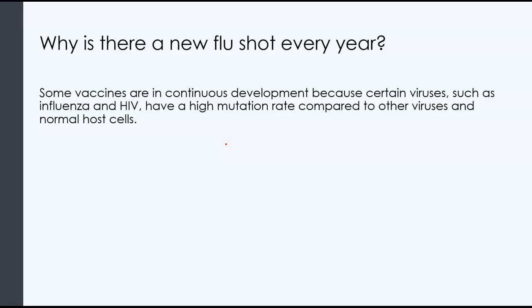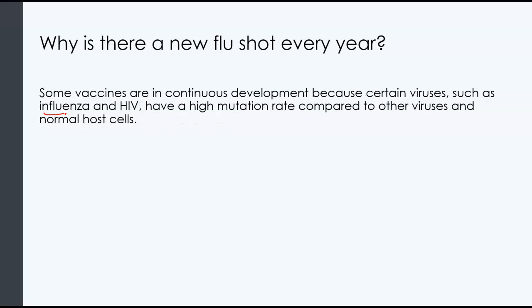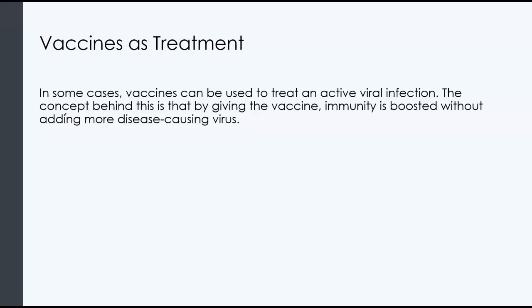Some vaccines always have to be updated, I guess you could say, modified. The flu vaccine has to be modified every year to account for mutated strains of influenza. So for viruses with high mutation rates, the vaccines just have to be modified to treat the new version. Now, sometimes vaccines are used as treatment, and you may have heard about this with the one I can think of, which is rabies.